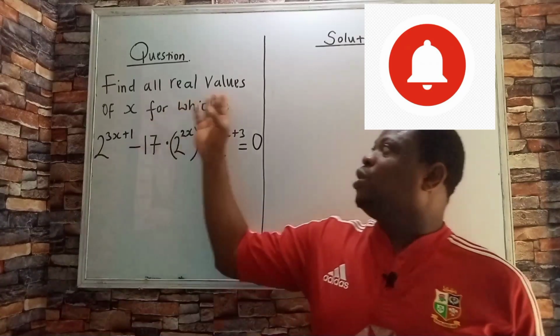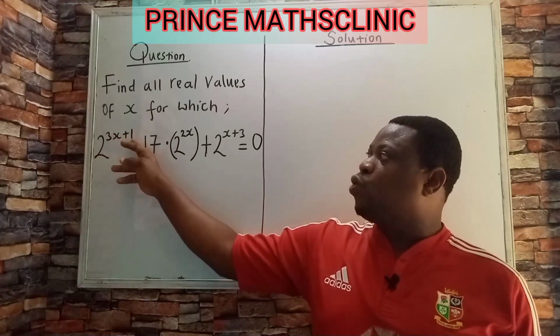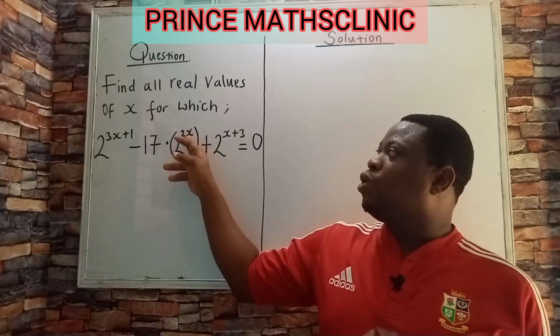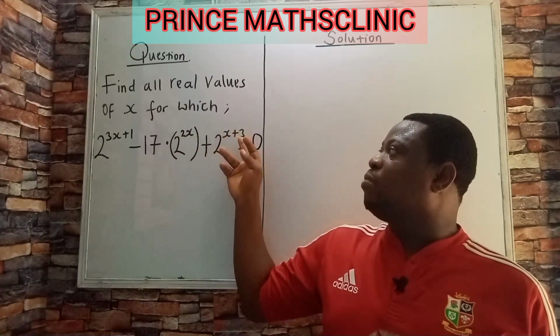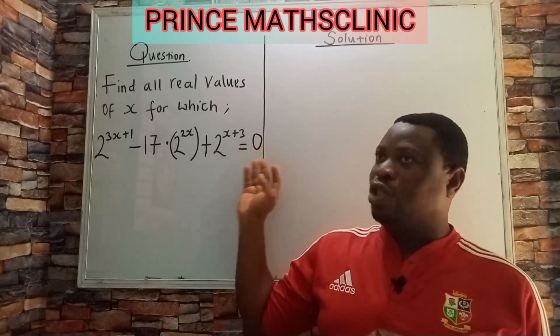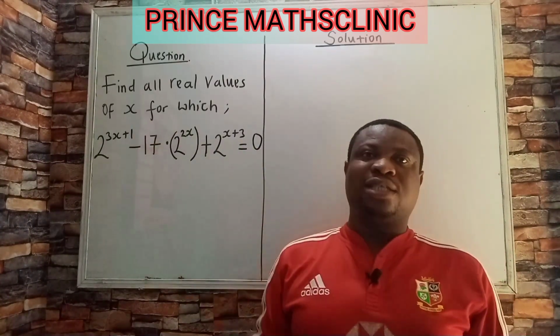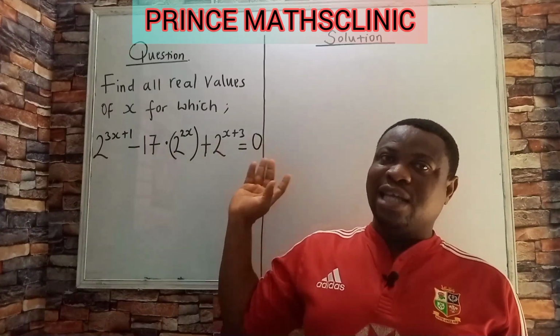We want to find all the real values of x for which 2 to the power of 3x plus 1, minus 17 multiplied by 2 to the power of 2x, close the bracket, plus 2 to the power of x plus 3 equals 0. So our job is to look for the right value of x for which the left hand side will be equal to the right hand side.